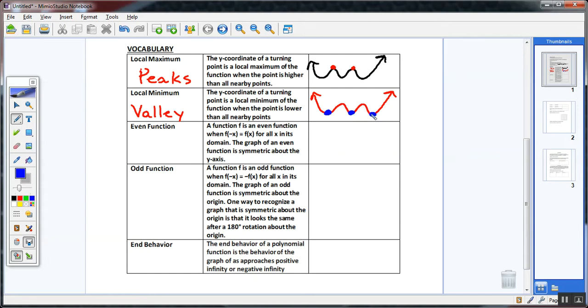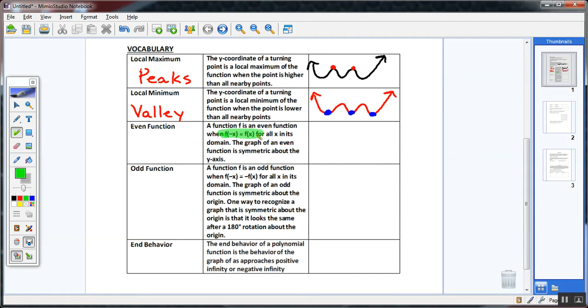All right. Even function, kids. I'm going to highlight some stuff. An even function occurs when a function f is even when f of negative x equals what? When f of negative x equals f of x, for all x in its domain. So here's the deal. This is the part. If it's even, f of negative x would equal f of x. And we'll look at something like this in a little bit.